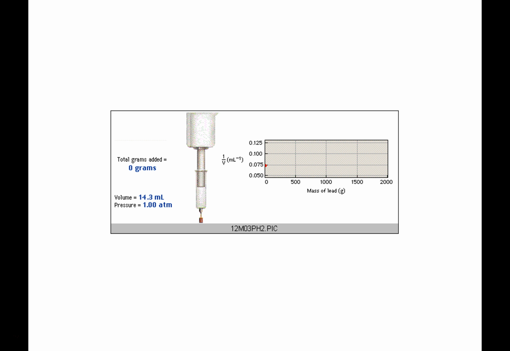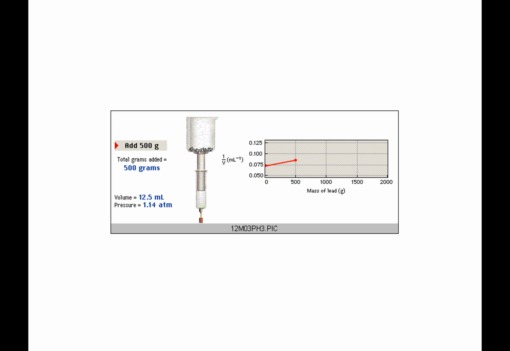So with no shot in the cup up there, you're looking at a volume of 14.3 milliliters. Okay, so actually our gas of interest is running at a pressure of 1 atmosphere. Notice what we're plotting here is the mass of the lead shot we're going to put here versus the inverse of volume. And again, the lead shot can be a function of the pressure of the gas.